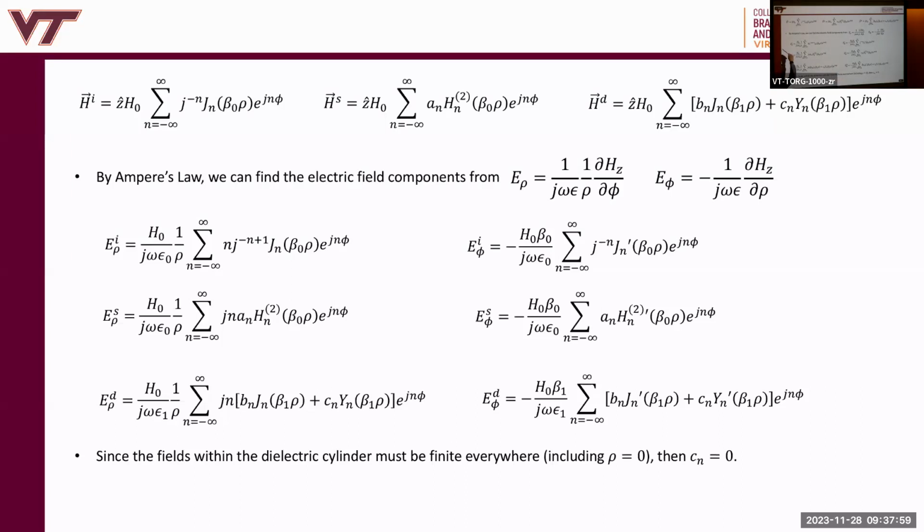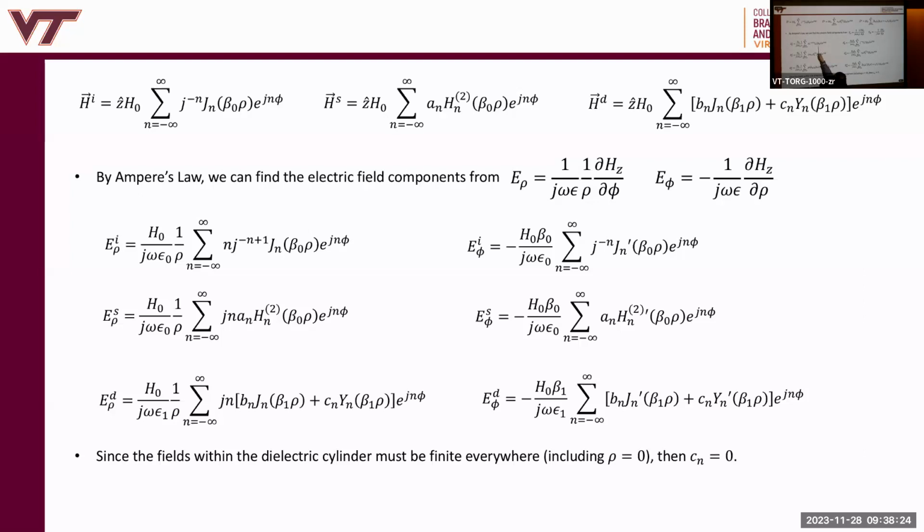E rho incident is the phi derivative of Hz plus these coefficients. So here are the coefficients. And then we take the derivative with respect to phi of our expansion for H incident. And that means that j n comes down, right? The derivative of e to the j n phi is j n e to the j n phi. So we have an n here and then a j.